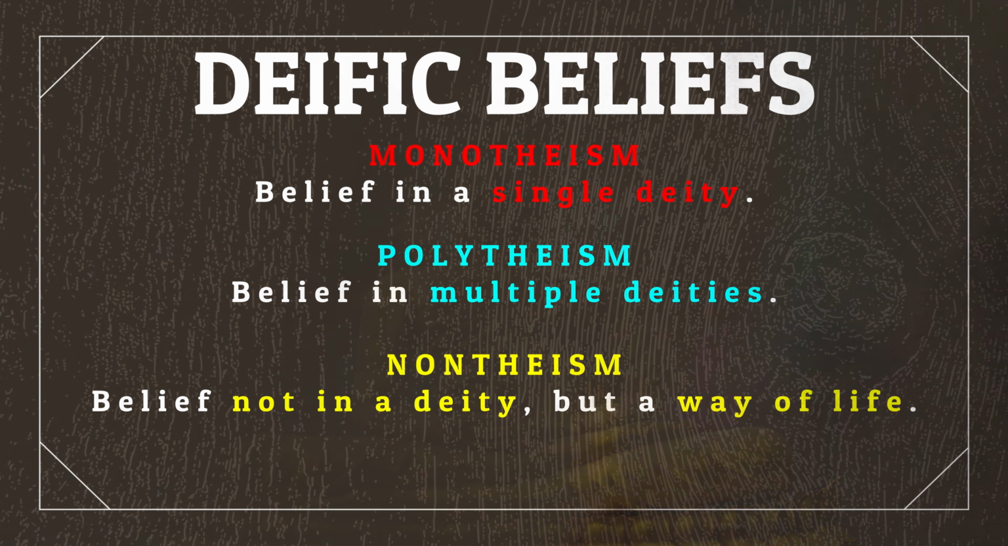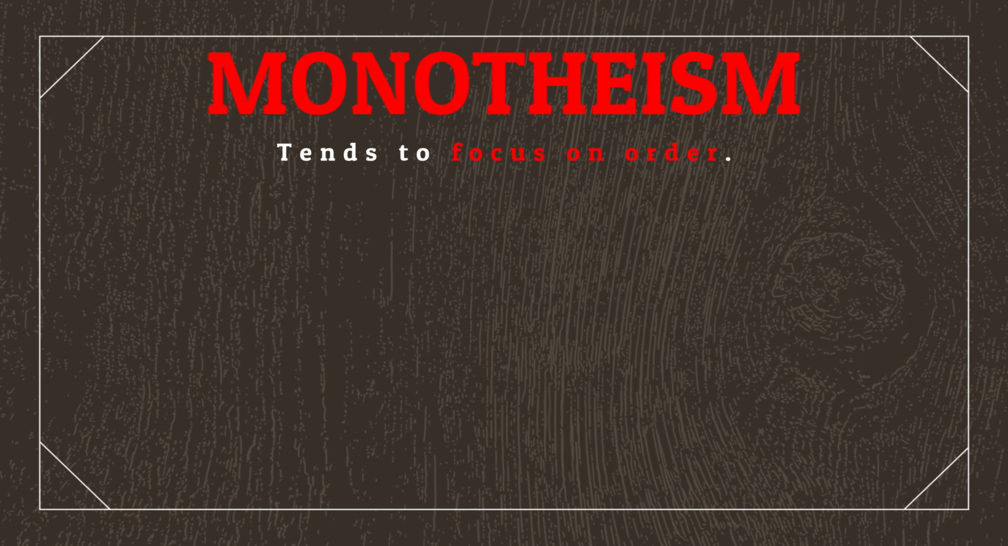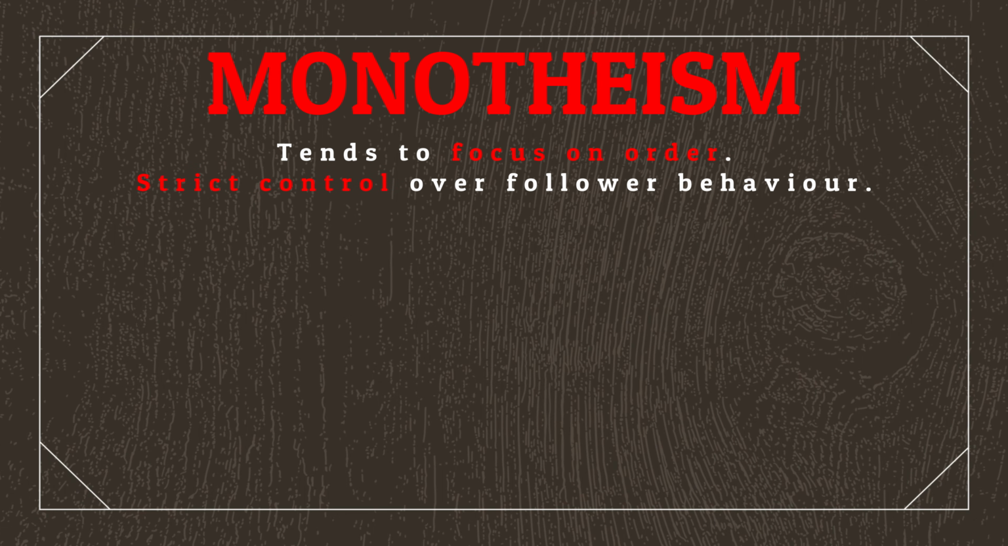For each of these three categories, we've seen some trends throughout history. Monotheistic religions tend to focus on order, controlling the behaviours of followers more strictly, as if someone doesn't like or agree with the values of the religion, there is no alternative for them to turn to.